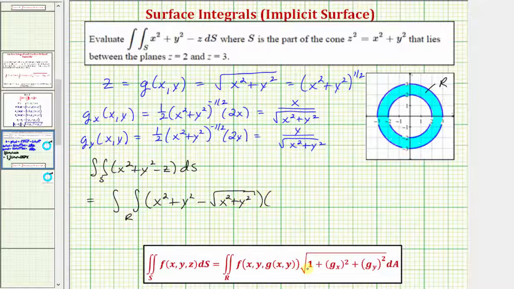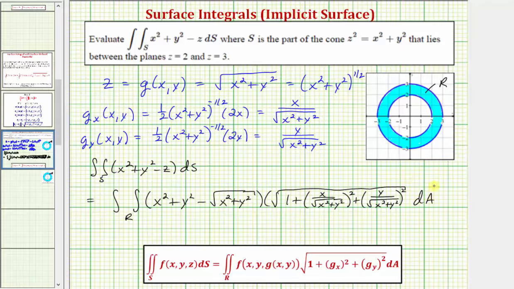So all this times the square root of 1 plus the partial derivative of g with respect to x squared, which would be this fraction squared. So we have x all over the square root of x squared plus y squared, squared, plus the partial derivative of g with respect to y squared, which would be this fraction squared. So we have y all over the square root of the quantity x squared plus y squared, and this is squared, and then we have differential a. Let's continue evaluating this on the next slide.